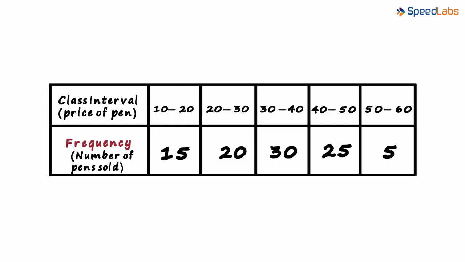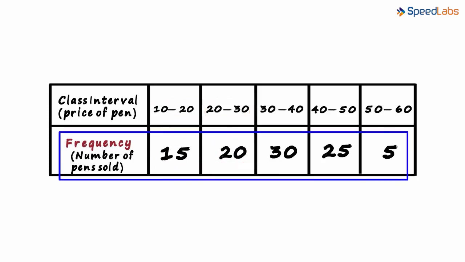In this table, we have the price range in one row and the frequency in another. 15 pens that cost between 10 and 20 rupees were sold. 20 pens that cost between 20 and 30 rupees were sold, and so on. Frequency is simply the number of times something has occurred, or you can say how frequently something has occurred.